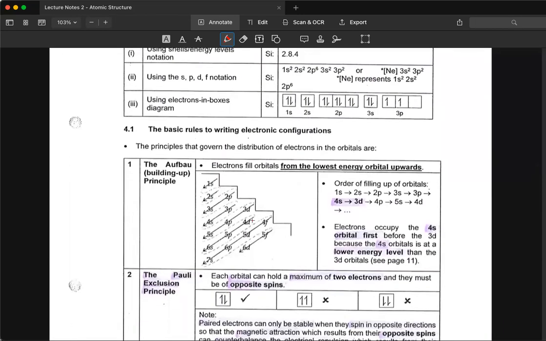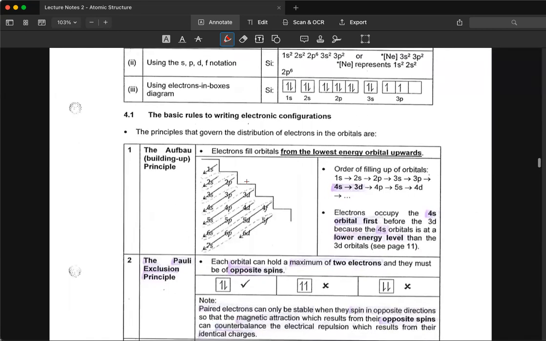Now, here are some basic rules to write electronic configuration. Number 1, the Aufbau principle. The principle states that electrons fill orbitals from the lowest energy orbital upwards. So the order of filling of orbitals starts with 1s, 2s, 2p, 3s, 3p, then 4s before 3d, 4p, 5s, 4d. So you need to write something like this: 1s, 2s, 2p, 3s, 3p, 3d, 4s, 4p, 4d, 4f, 5s, 5p, 5d, and draw a diagonal arrow.